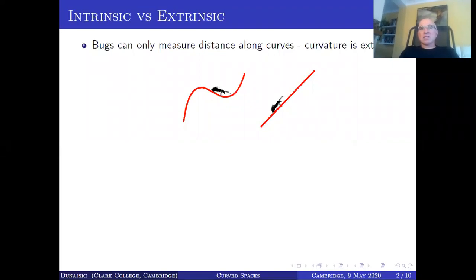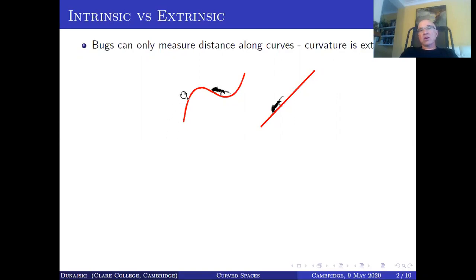So imagine a civilization of intelligent bugs which inhabit a one-dimensional universe, like this red curve on the left. The bugs, let's imagine, know a lot of mathematics and they can measure distance. Can they determine that their universe is actually curved rather than being straight? It turns out that they cannot.